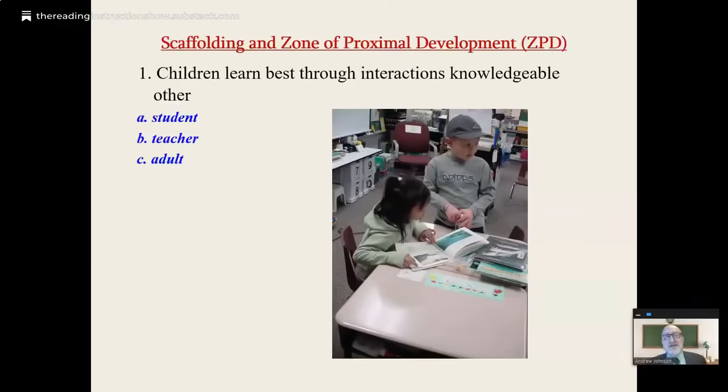This idea of scaffolding and zone of proximal development. Let's take a look at that. Now, children learn best, young children learn best, through their interactions with students, adults, and teachers.